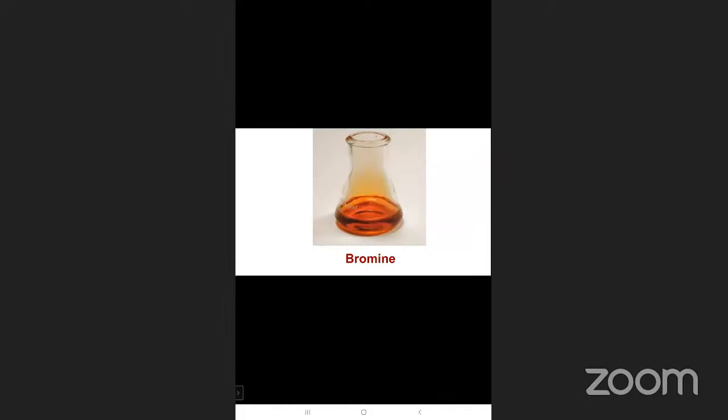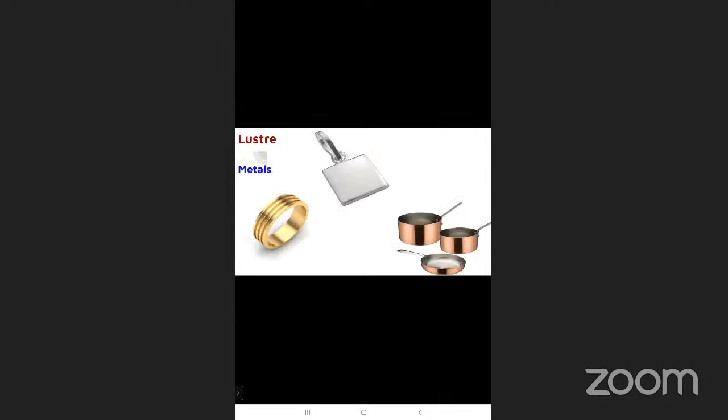For metals, generally metals are solids at room temperature, but the only exceptional case is mercury, which is a liquid at room temperature. Now, look at the physical properties of these metals and non-metals. The first one is luster. Luster is the shine present on the elements. We see that metals are generally lustrous. All the metals are lustrous.